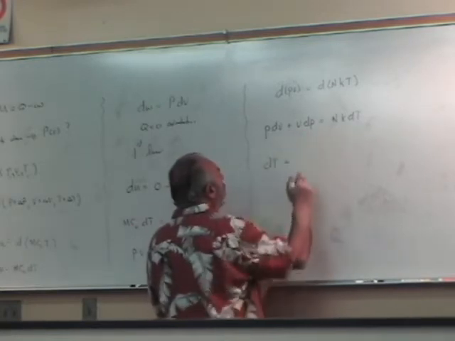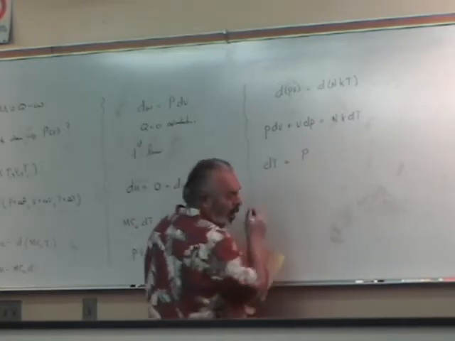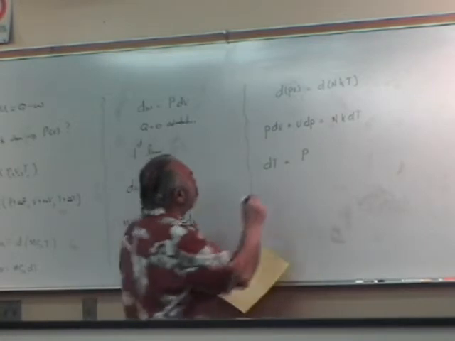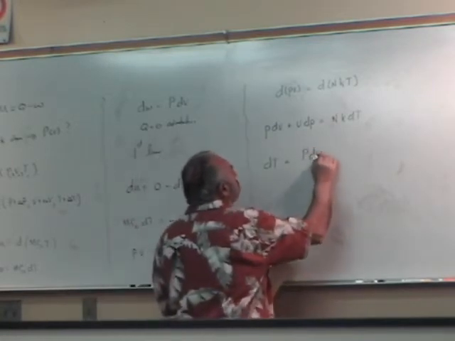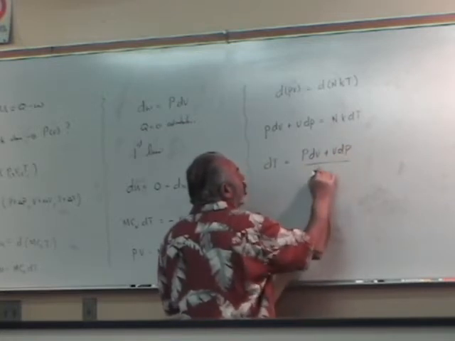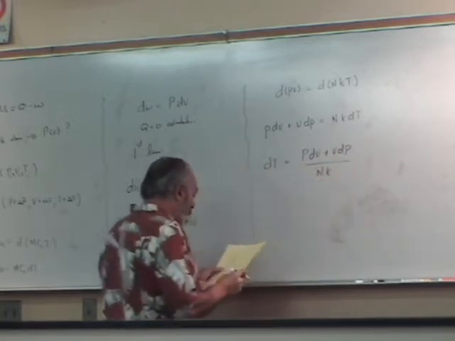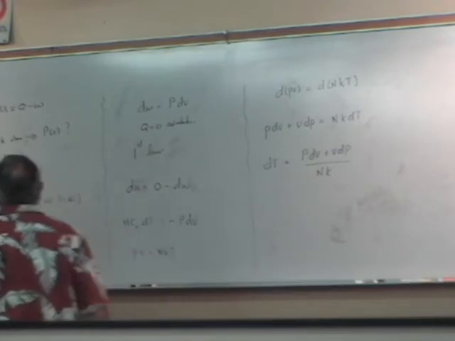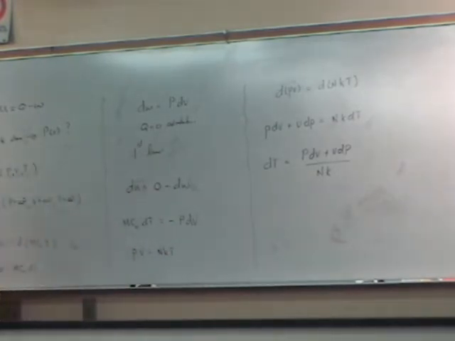It's just this divided by that. So, excuse me, dT equals (p dV plus V dp) over nk. And lo and behold, we can substitute that back into the first law. Where's the first law? Here it is, right here. So we can substitute it back into the first law.